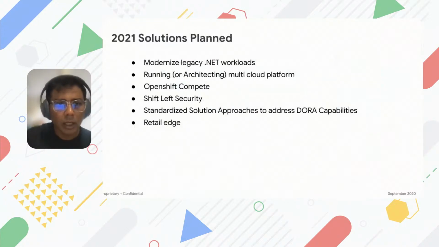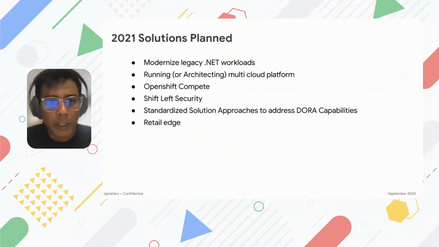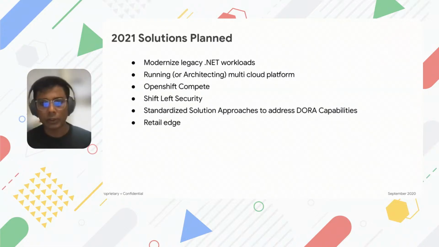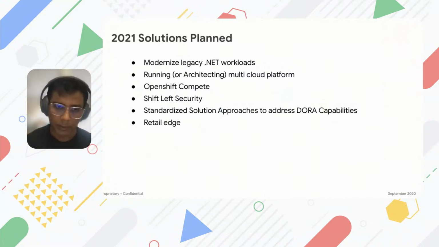Next slide, please. Okay. What are we planning for 2021? We just released the .NET solution. So we'd love to work with you if you're interested in talking about your Microsoft workloads and how to modernize them. We're also working on a multi-cloud platform, using Anthos as a basis. If you're looking into a multi-cloud solution, we'd love to work with you on that as well. We have competitors coming in trying to get off OpenShift, and we're trying to help them as well.